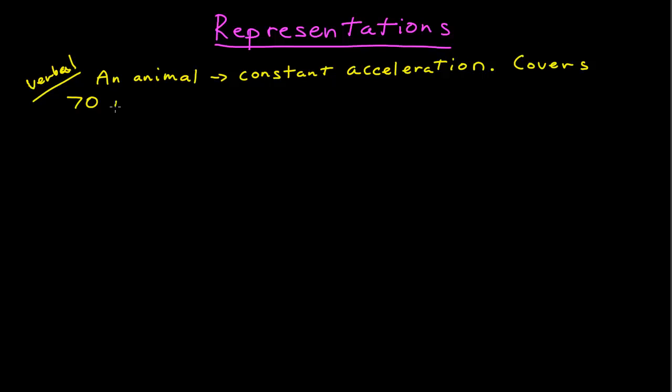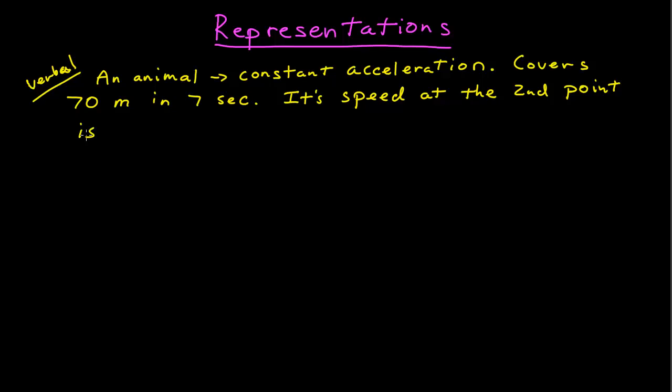Okay, constant acceleration. And it covers 70 meters in 7 seconds. Its speed at the second point is 15 meters per second. So this is a verbal representation of a system, and let's say I want to describe everything that I can about this system. But there's a verbal description.